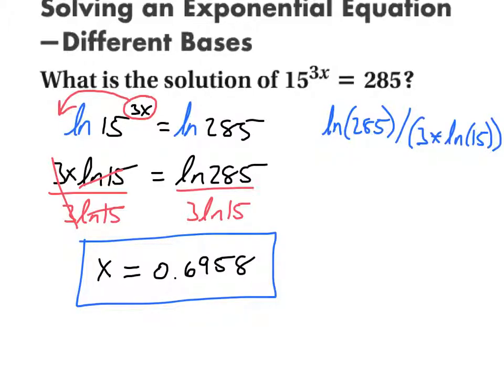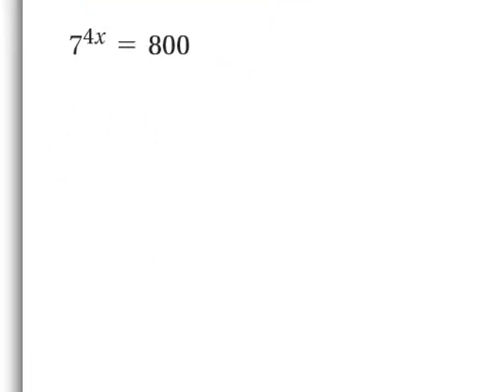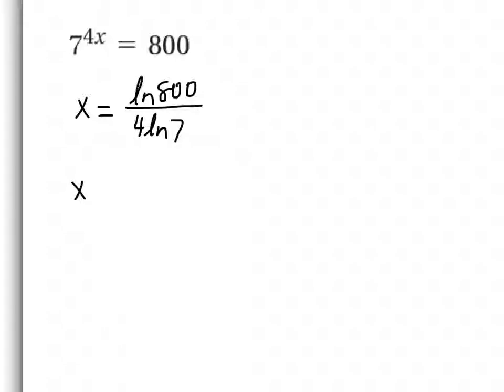All right, I'd like you guys to try one on your own. Right below that, we have 7 to the 4x power equals 800. Please take a moment and solve for x. Go. Okay, so once we went through and solved this, we should be getting x equals natural log, or if you use the common log, that's fine, of 800 divided by 4 natural log 7. And when you plug that into the calculator, we should all be getting approximately 0.8588.